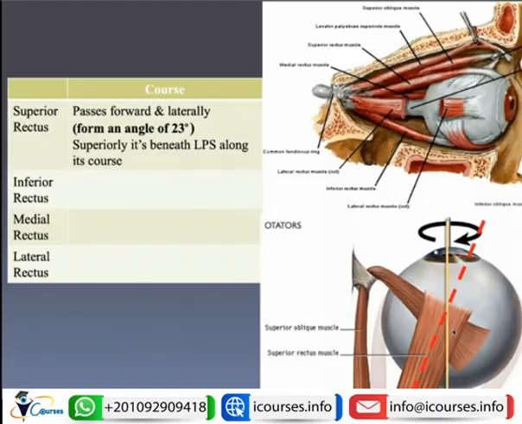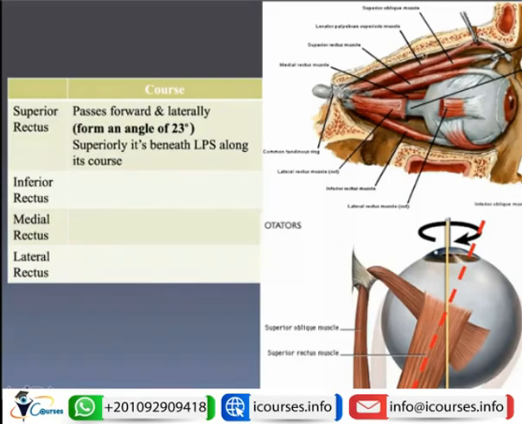It has a huge significance in the action of the muscle, as we will see when we are discussing the action. So just remember for now that the muscle is passing forward and laterally, making an angle of 23 degrees between the superior rectus and the axis of the globe. And it lies beneath the levator palpebrae superioris, as we said in the orbital lecture.